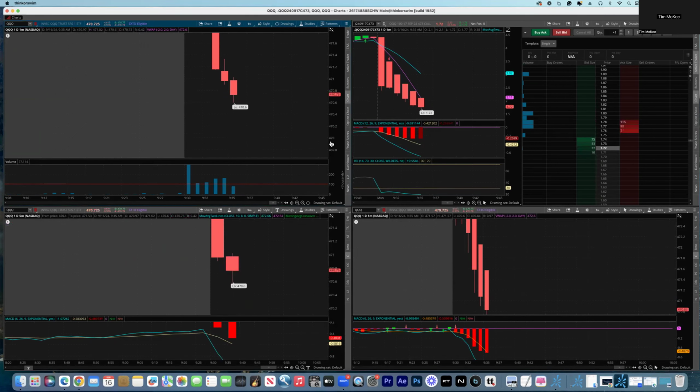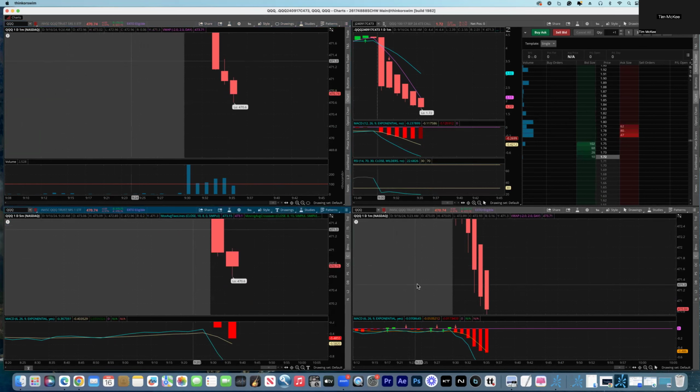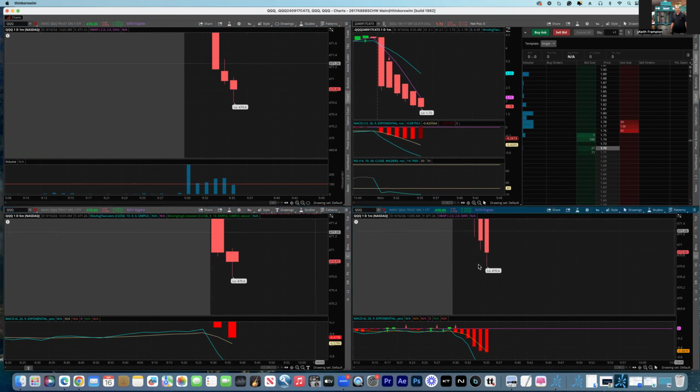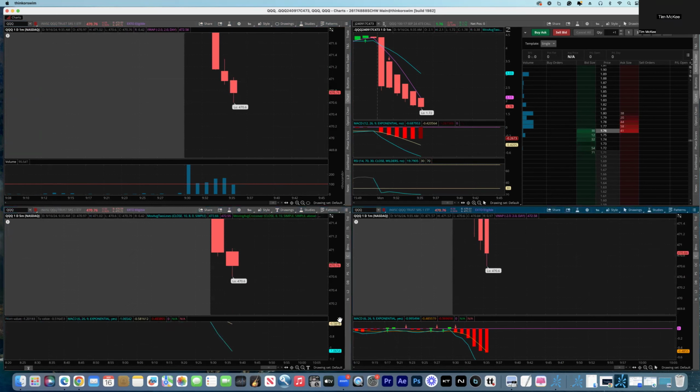Ooh, look at that long 5-minute candle. I was looking at that too. Goodness. Couldn't find the bottom of it. Same here. I kept scrolling down. Where is it?